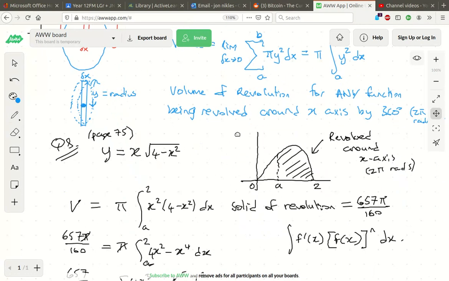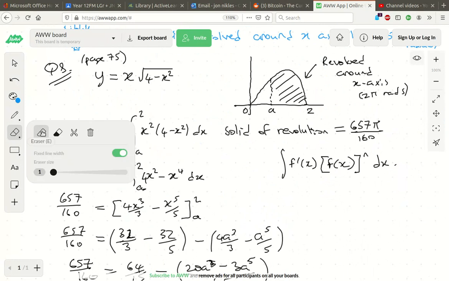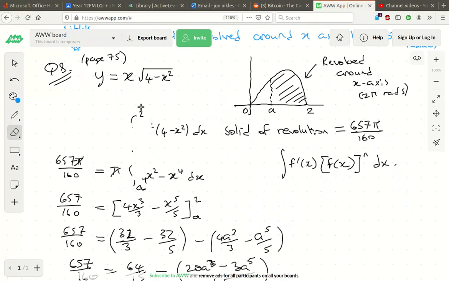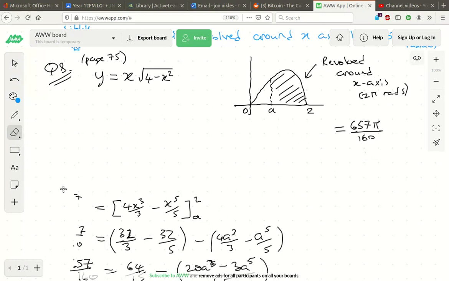Okay, let's try and use this. Let's do a question, and I'm actually going to rub all this out because I wasn't happy with the way I did it before. This is actually question 8 from page 75. It's one of the toughest questions in the exercise, and that's why I'm choosing to do it, because it's quite tricky. You get a little picture. You get told that this has been revolved around the x-axis by 2 pi radians and that the volume equals 657 pi over 160, and you're asked to find the value of a. So that's what we're going to do.